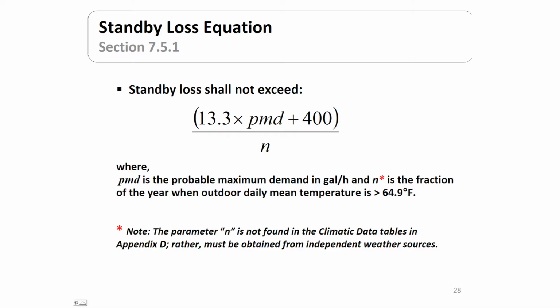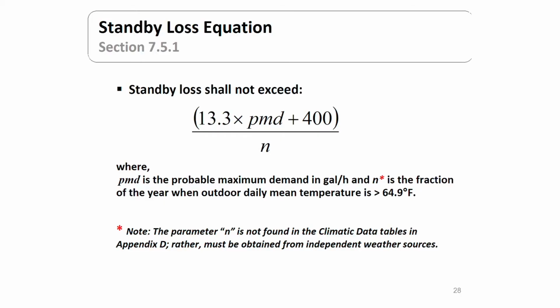And as I mentioned, some of these could be internal to the water tank, and those would be provided by the manufacturer. This is the limitation on the standby loss, and that equation is 13.3 times this PMD. That's the probable maximum demand of water per hour, in gallons per hour, plus a constant, 400, and divide that by N. N is the percentage of the year, fraction of the year literally, when the outdoor daily mean temperature is above 64.9 degrees Fahrenheit.